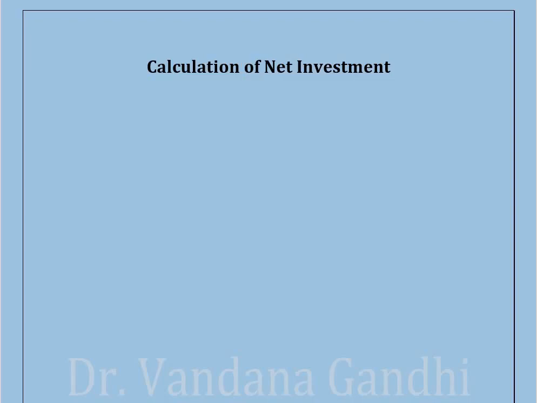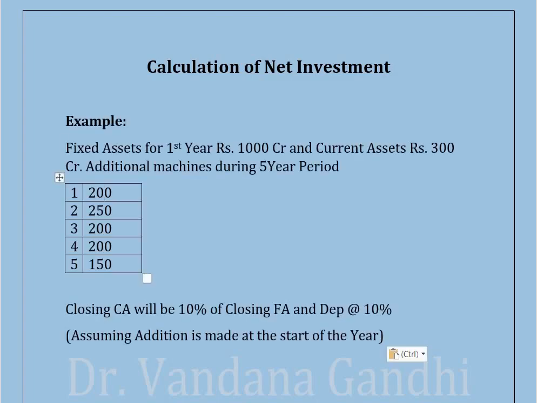Hello everyone. The next calculation is calculation of net investment for calculation of FCFF. So let us start with the example once again. We have data over here, that is fixed assets for the first year is 1000 crore and the current assets is 300 crore for the same year.